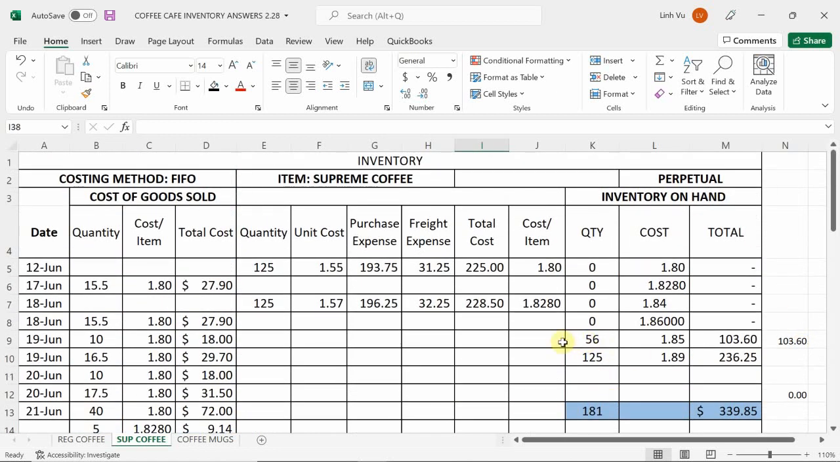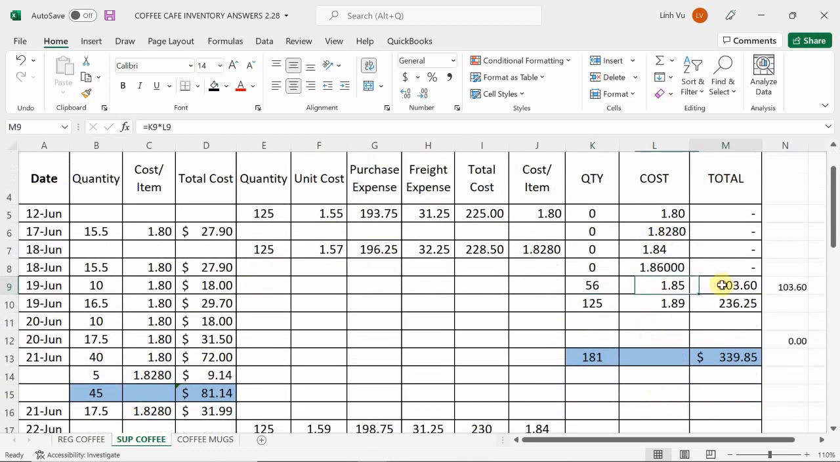So that means the 56 will stay, but I need to adjust this because it's no longer 103.60 anymore. 103.60 minus $1.94 is going to now become 101.66. Okay? Now that I adjusted this, because that is what my total cost is, I still have to also make an adjustment to this cost per item as well.